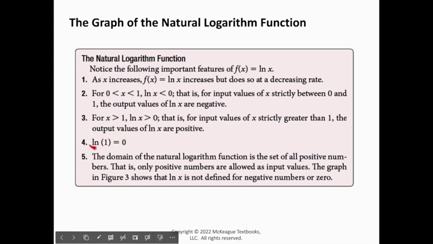We talked about this property previously, but now we're going to relate it to the graph. If I take the natural log of 1, I'm going to get 0. And you'll see that that's a point on the graph. I plug in 1, I get out 0. Lastly, the domain for the natural logarithm, and for any logarithm I should say, is all positive numbers. It can't be 0 and it can't be negative.